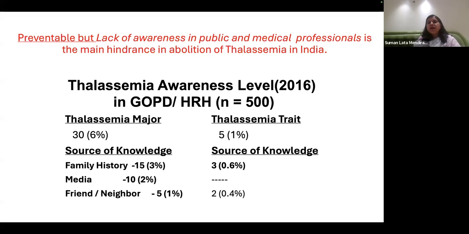I did a study in 2016 in my OPD, and the level of awareness about thalassemia major was just 6%. For thalassemia trait, it was only 1%. In thalassemia major, most of the patients came to know only when there was a thalassemic birth. The source of knowledge was family history in 15 patients, that is 3%, and media and publicity in only 2%. About thalassemia trait, the awareness is still very poor.